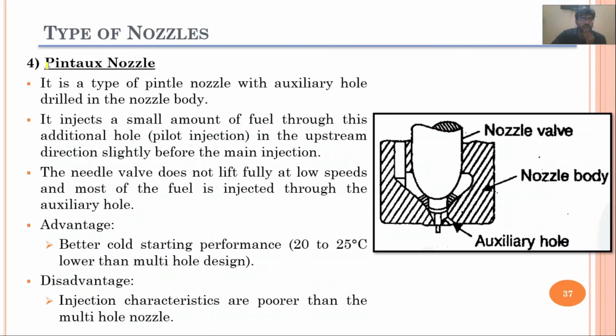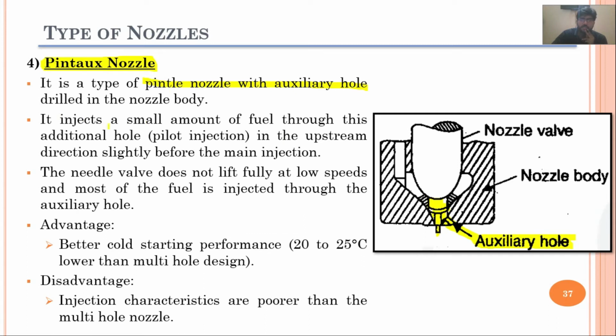Okay, next we have the fourth and the last type of nozzle, and that is the Pintaux nozzle. This Pintaux nozzle is simply a type of Pintle nozzle, or you can say a Pintle nozzle along with this. Here we can see that this is the Pintle nozzle, and not only that, we have this auxiliary hole, this auxiliary nozzle as well. Okay, so it is a type of Pintle nozzle with an auxiliary hole drilled into the nozzle body.